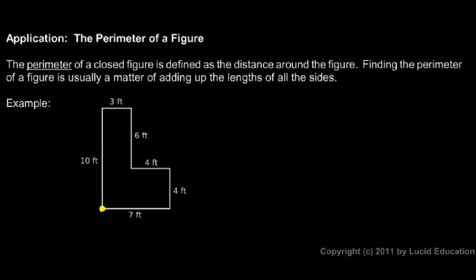I'm going to start down here in this corner, and I'm going to go around this figure basically clockwise. So we have 10 and then 3 and 6 and 4 and 4 and 7. So the perimeter of the figure would be 10 plus 3 plus 6 plus 4 plus 4 plus 7.